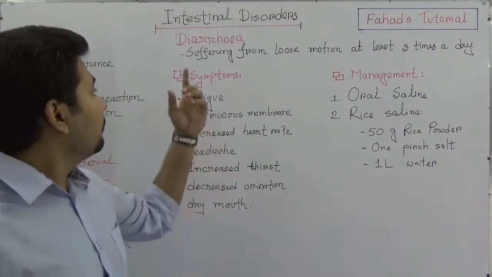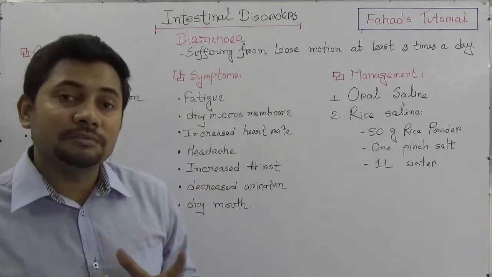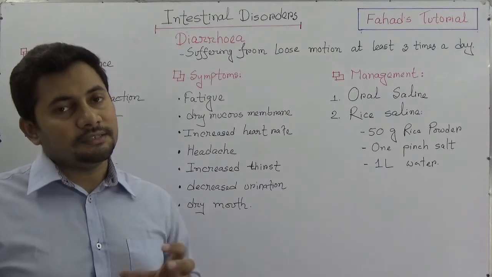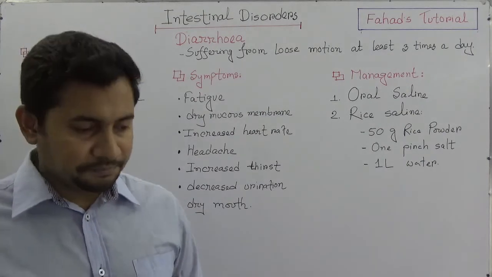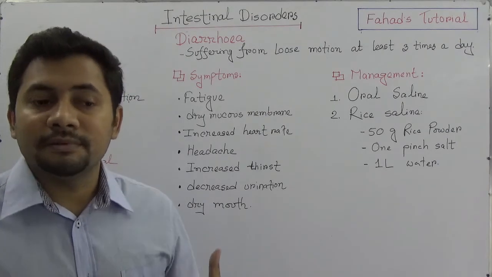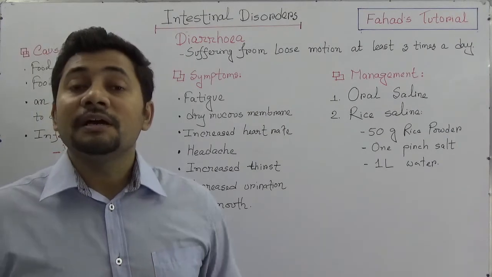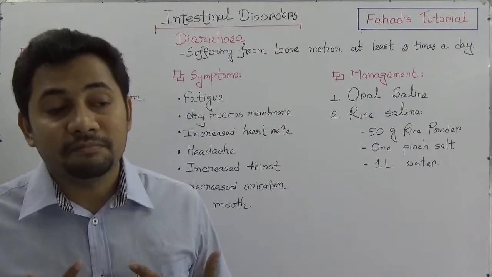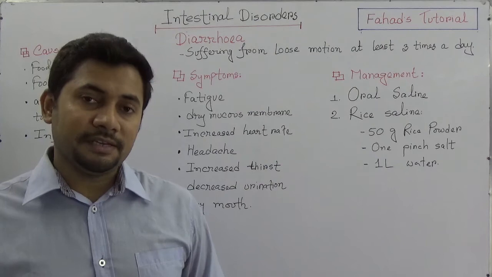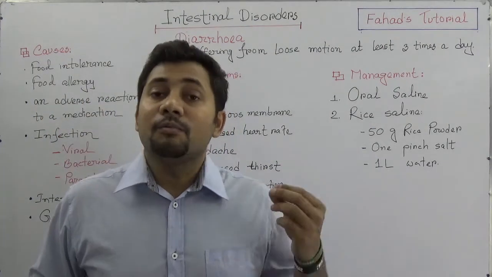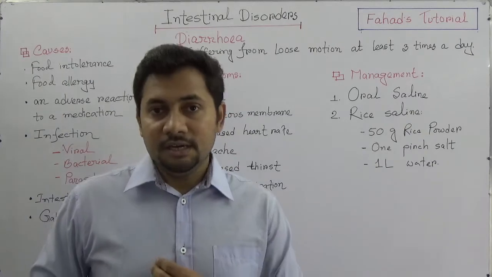When people suffer from loose motion at least 3 times a day, the condition is known as diarrhea. Loose motion means watery stool. When a person is producing watery stool 3 times per day, this is the prominent symptom of diarrhea. And now, if a person faces diarrhea, what are the main causes?